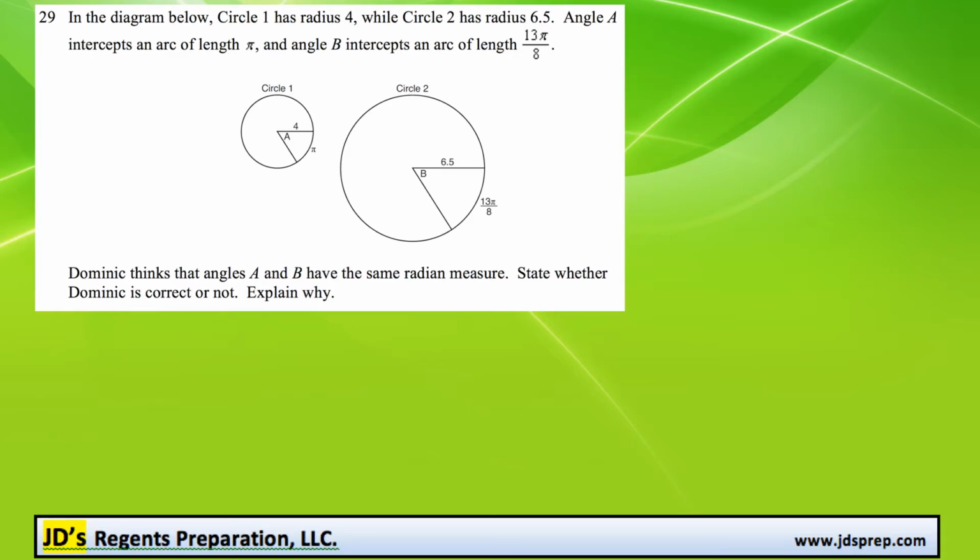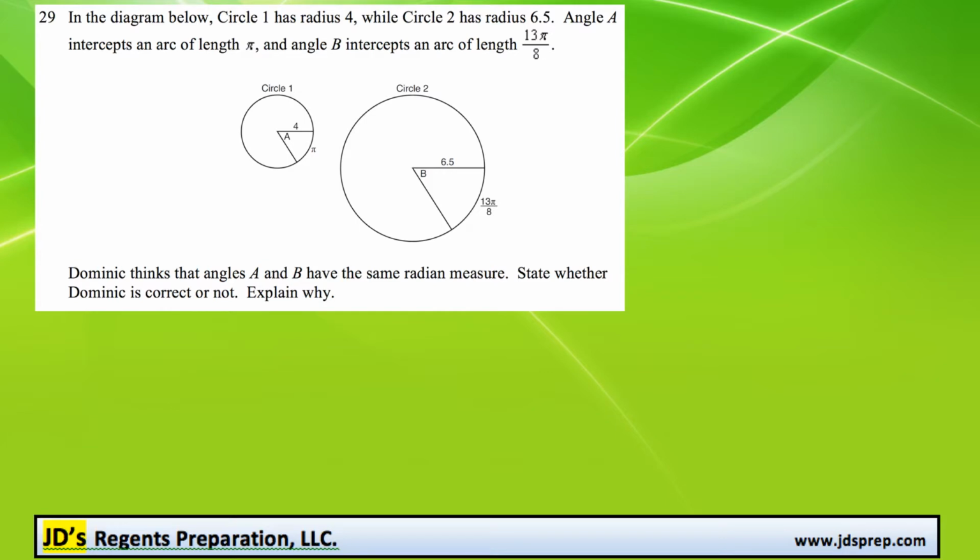This is question number 29 from the June 2016 Geometry Regents exam. In this question we're given two different circles, the radius of each, and also the central angle, and we're given the arc length that they create. We need to figure out whether angle A and B have the same radian measure.